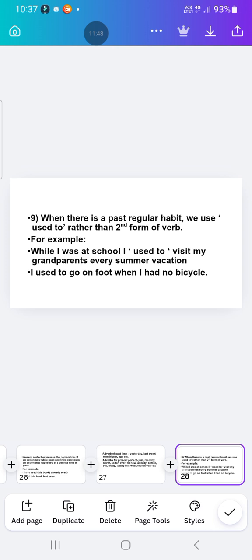Ninth, when there is a past regular habit, we use used to rather than the second form of the verb. For example, while I was at school, I used to visit my grandparents every summer vacation. I used to go on foot when I had no bicycle.